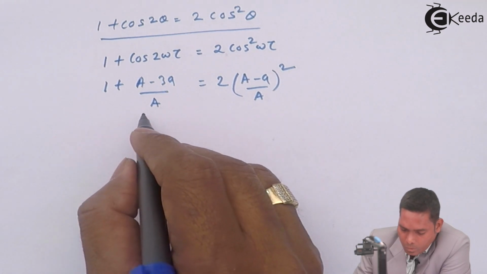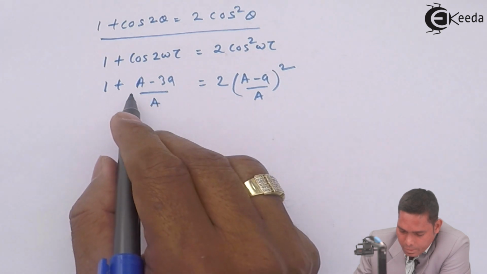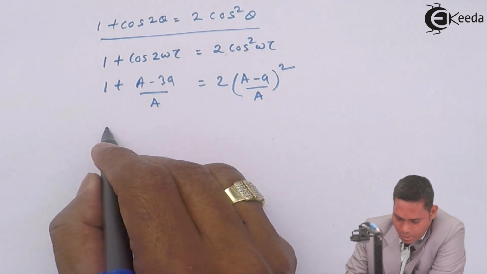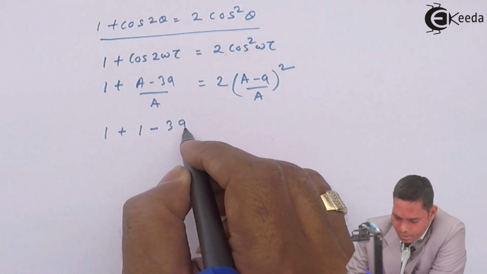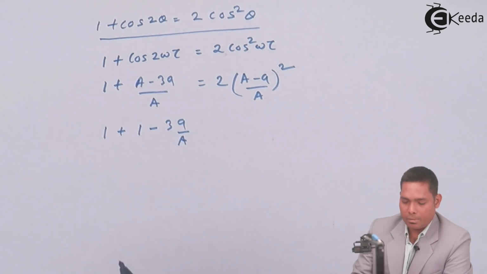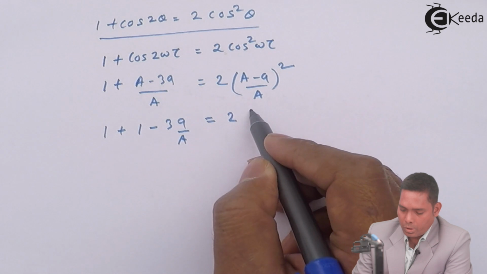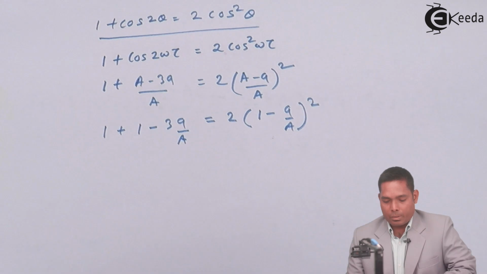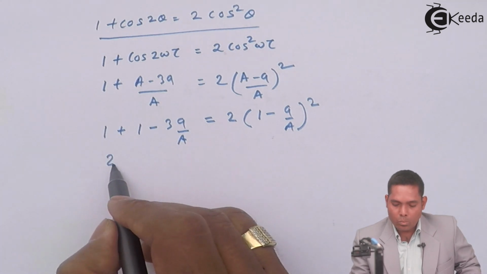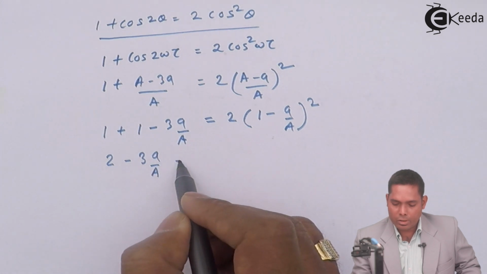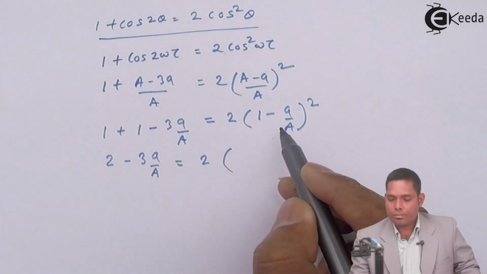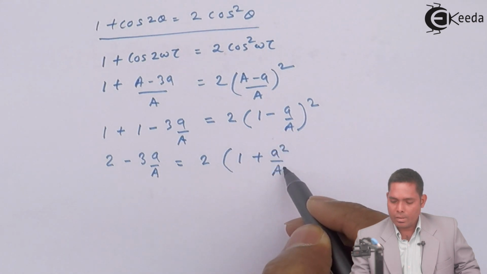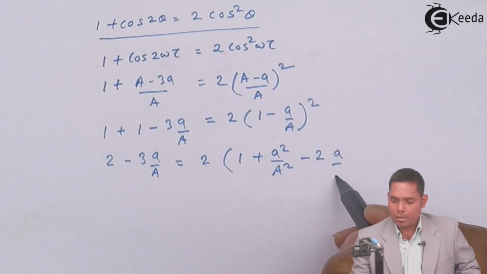Now to solve that, I will separate this, or make a simplification. This is 1 plus (1 minus 3a)/a equals 2 times ((1 minus a)/a) the whole square. Okay. Now from here you have got (2 minus 3a)/a, which is equal to 2 into (a minus b) the whole square, and (a minus b) whole square is a square plus b square minus 2ab.